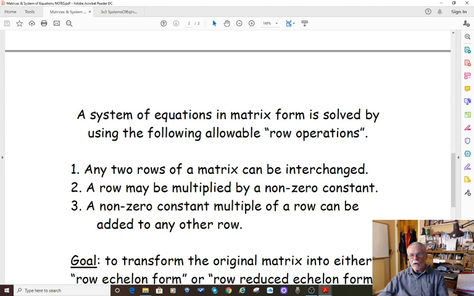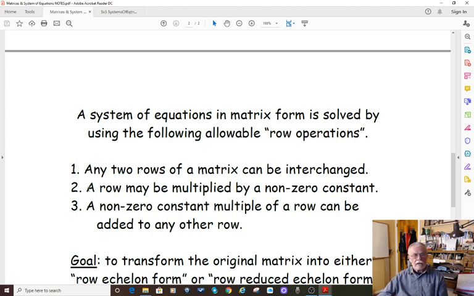And when they say row operations here, what they're really talking about is manipulating the equations, because each equation is in its own row. So, first off, any 2 rows can be interchanged. Well, that makes sense. If I write the first equation first and the second equation second, and I do the opposite, I put the second equation first and the first equation second, obviously I haven't changed anything.